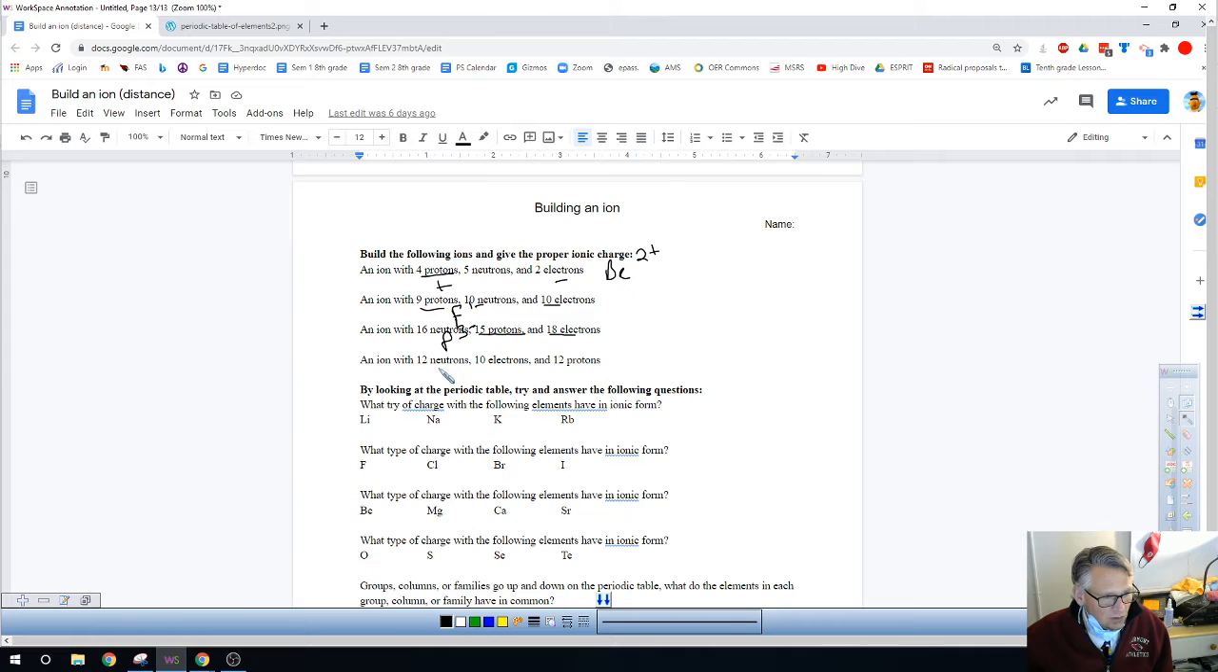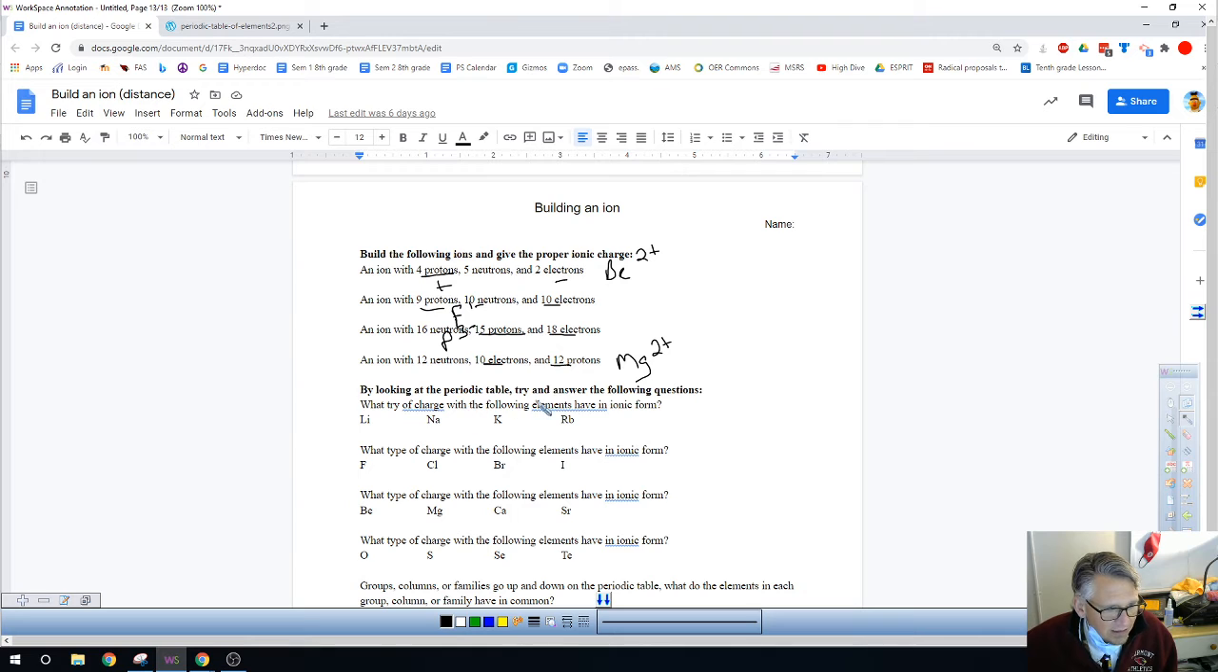An ion with 12 neutrons, 10 electrons, 10 negatives, and 12 protons. 12 protons gives us magnesium. And I'm going to write over there just because I can write bigger. And it has 12 protons, 12 positives, and 10 negatives. So that means it has 2 more positives than negatives.